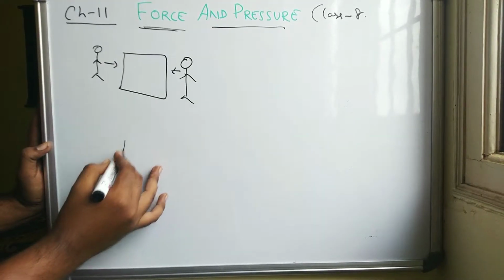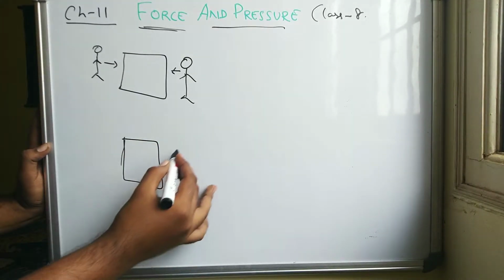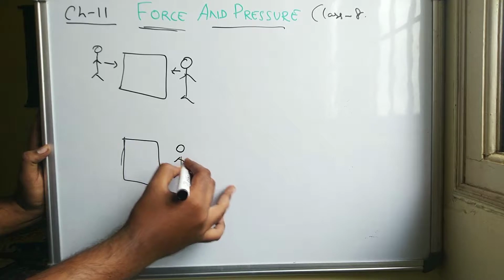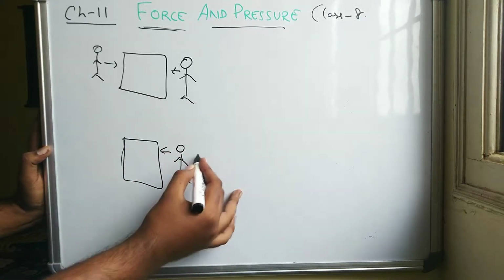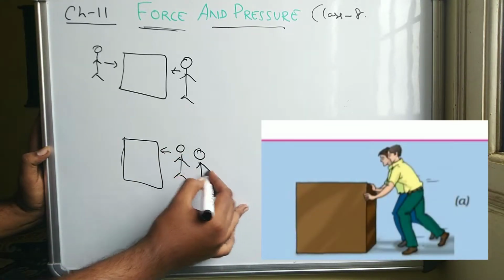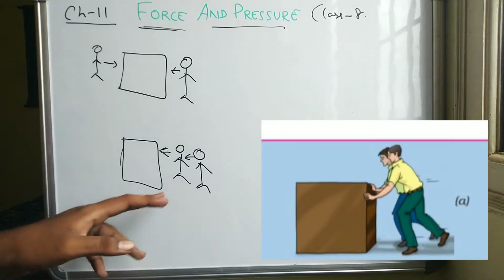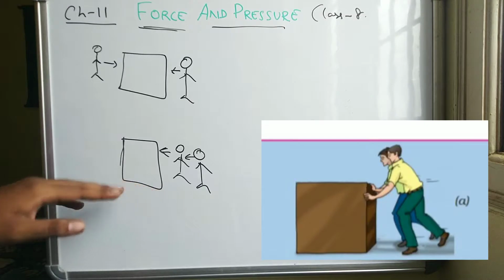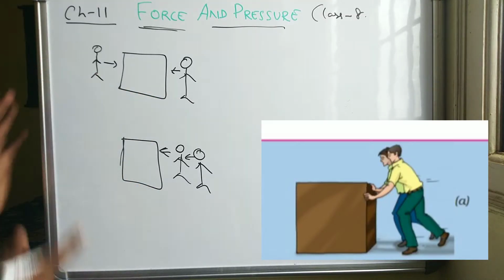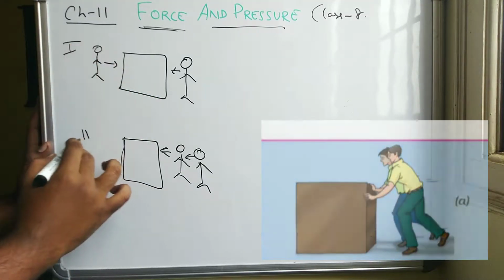Let us take one more example, with the same wooden block. One person is applying force, and another person is also applying force from the same side. So basically two persons are applying force on the same side, whereas the first one was on different sides. This is case one, and this is case two.